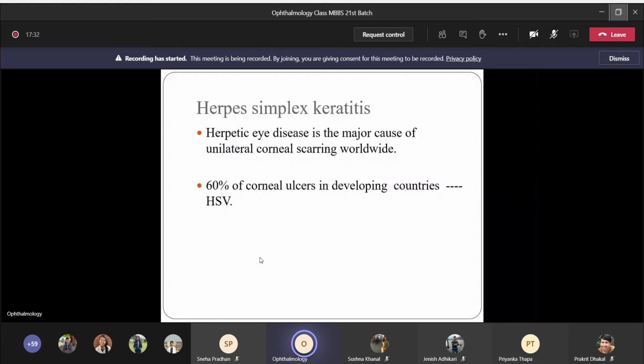So now coming to viral keratitis, basically there are two viruses causing herpetic eye disease. One is the herpes simplex, the other one is the varicella zoster virus. So herpes simplex keratitis is responsible for causing the herpetic eye disease, which is the major cause of unilateral corneal scarring worldwide. Okay, so because of herpes simplex, the keratitis will lead to ulcer, that will later lead to scarring. So it is one of the major causes of unilateral corneal scarring worldwide, and 60% of corneal ulcers in developing countries is due to the herpes simplex virus.